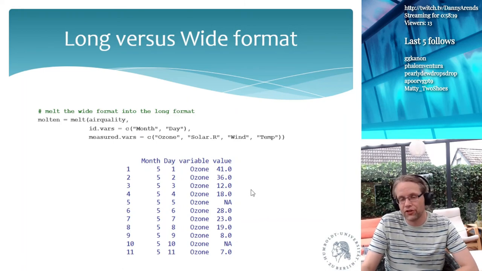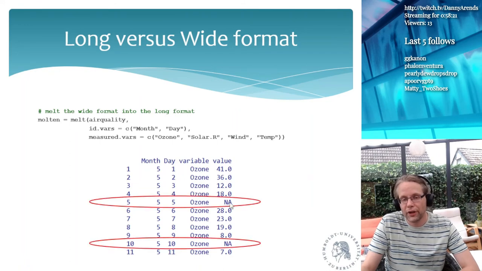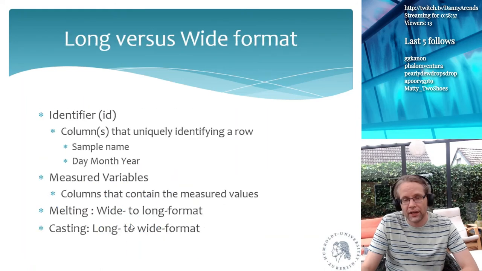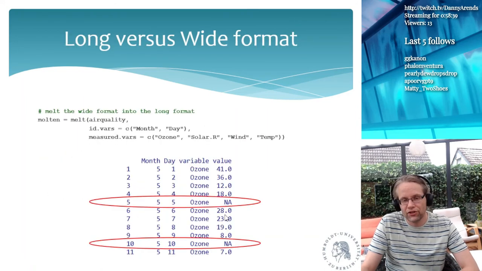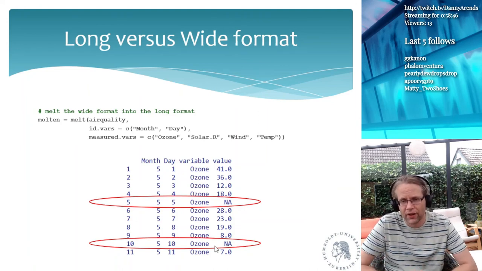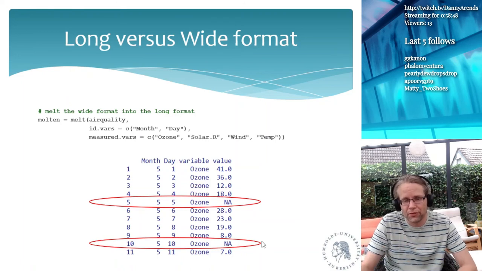So there's one thing which is a little bit annoying here, because we have these rows. On the fifth month, on the fifth day, the ozone concentration had a missing value. And we can already see that that was the case in the wide format, right? But in the long format, these two rows are completely unnecessary, because they don't add any information. There wasn't a measurement, so why have this row altogether?